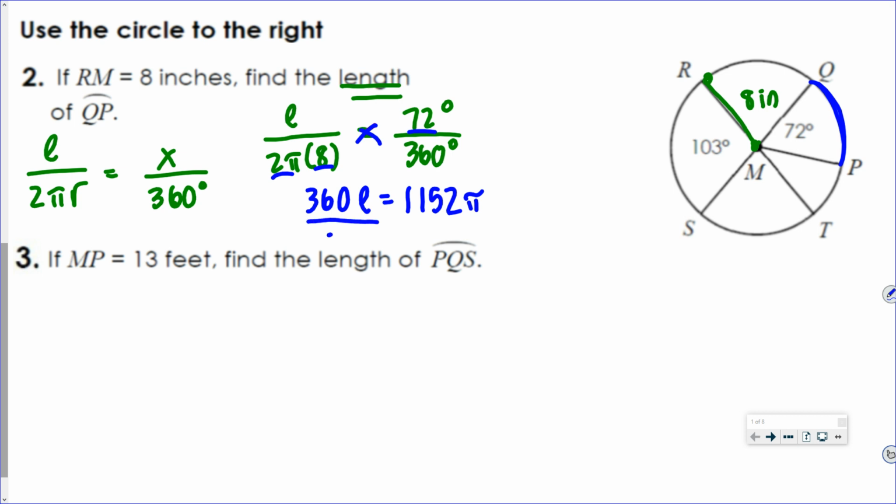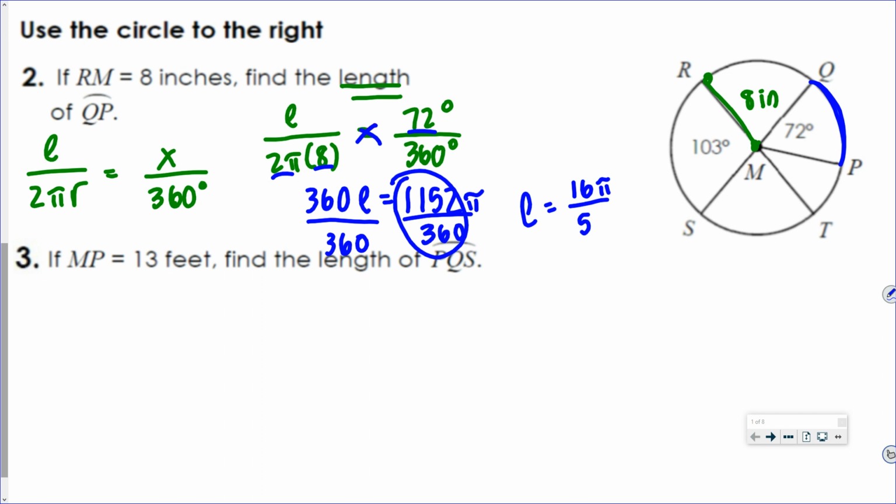Divide by 360. Get in the habit, and I think I do this on the answer key: I give the exact and I give the decimal. Do I? Yeah, okay, good. That's how I want you to do it. I want you to tell me the exact. So remember, to find the exact, you just simplify this improper fraction. I get 16/5. And then you stick pi up there. There's the exact.